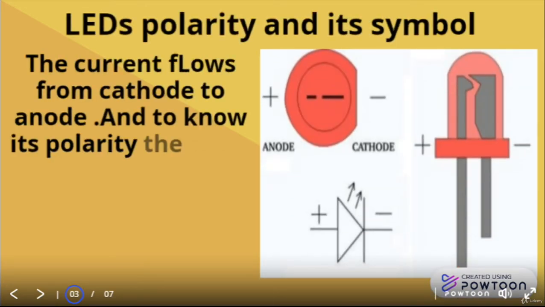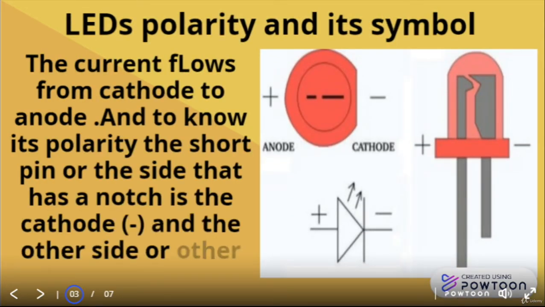The LED's polarity is simple. The current flows from anode to cathode, and to know its polarity, the shorter pin or the side that has a notch in it is the cathode, the minus or the negative pin, and the other pin is the anode. Okay, the anode is the positive pin and the cathode is the negative pin.